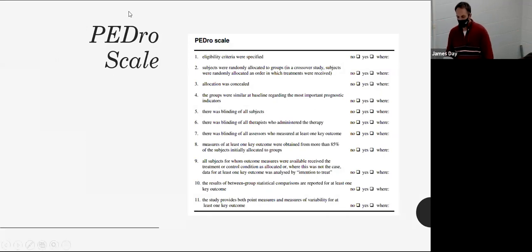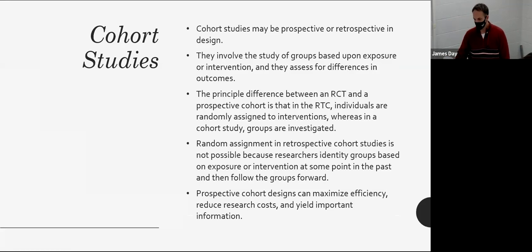We will talk about the PEDro scale later, because the randomized controlled trial is the gold standard for research. So that's what most of our research should be. In order to differentiate between higher and lower quality randomized controlled trials, we have this PEDro scale that will do that for us, and we will actually spend an entire day on the PEDro scale.